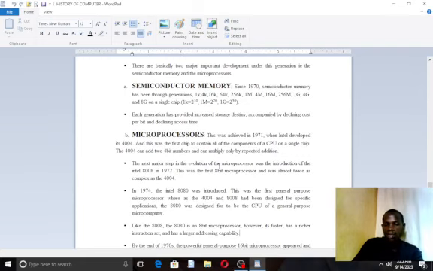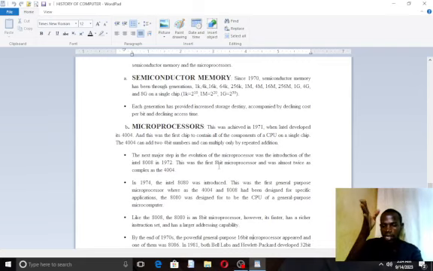In 1974, the Intel 8080 was introduced, and this was the first general purpose microprocessor, whereas the 4004 and 8008 had been designed for specific applications. The 8080 was designed to be the CPU of a general purpose microcomputer.